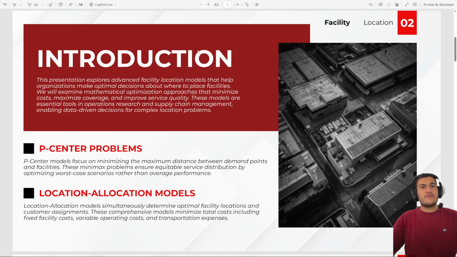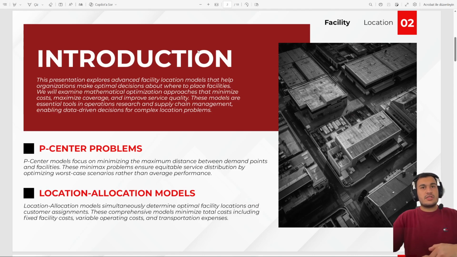When an organization wants to build a new factory, a new warehouse, a hospital or something similar, they cannot just pick a random place. They have to do some mathematical practice and some research. Then they need to make the strategic decision.